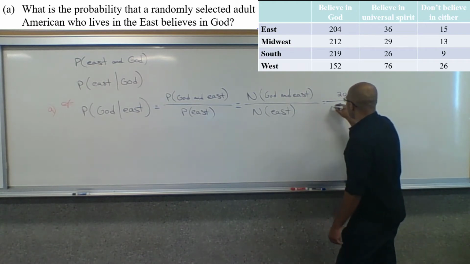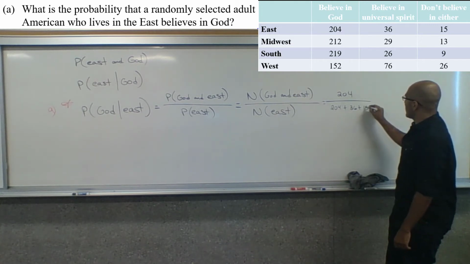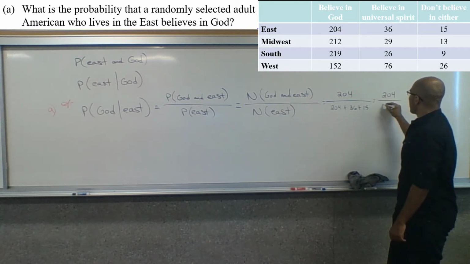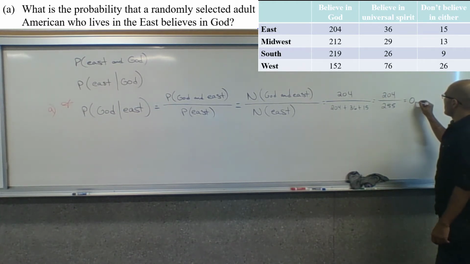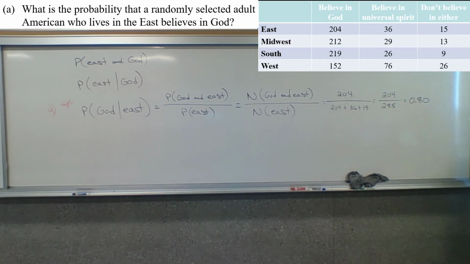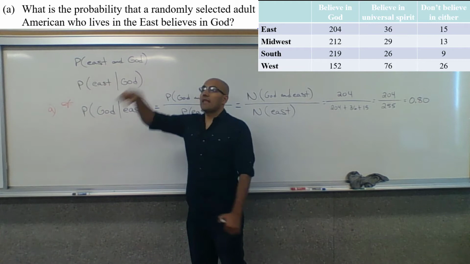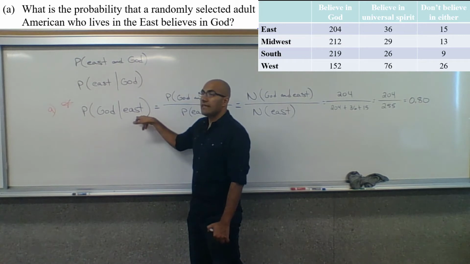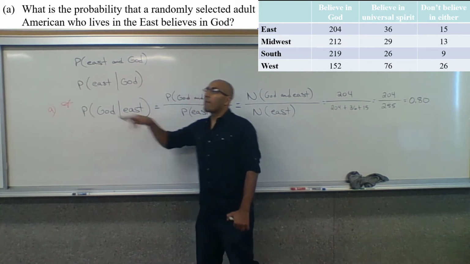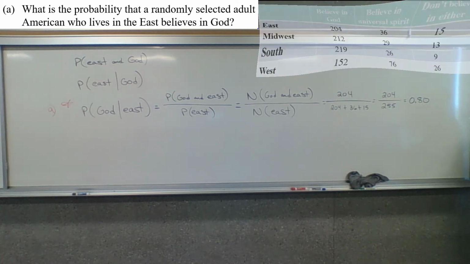Okay, good. So you've got to add 204 plus 36 plus 15, which gives us 204 divided by 255. And what does that result as a decimal? 0.8. 80%. Okay? So given that you know that the randomly selected American definitely lives in the East, given that you know that for sure, the probability that that individual also believes in God, there's an 80% chance.